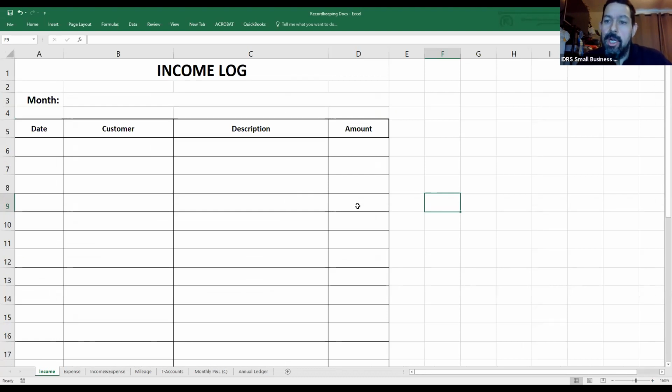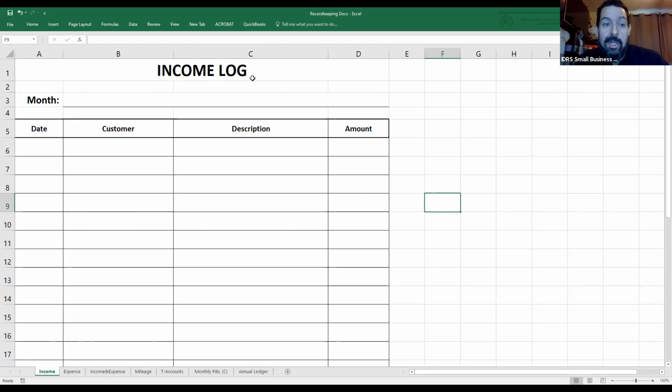But these logs can also work for your notebook, right? Now you would have to hand write them, but you can use these different logs in the notebook, and of course in the spreadsheet. The spreadsheet can do it all for you, and you can do all the math.